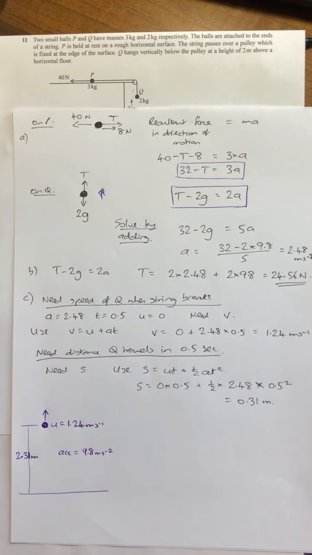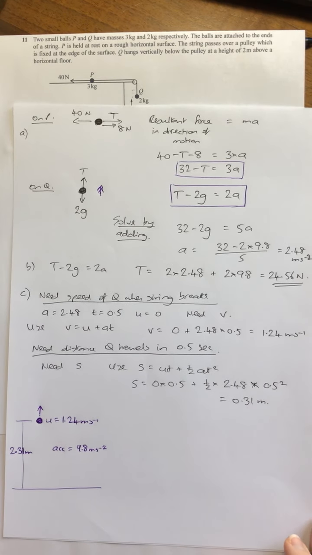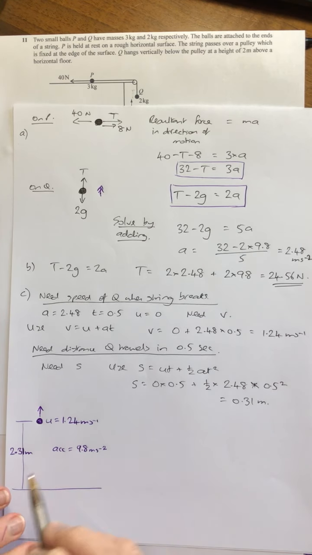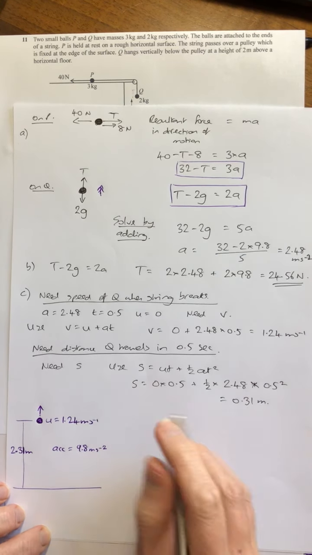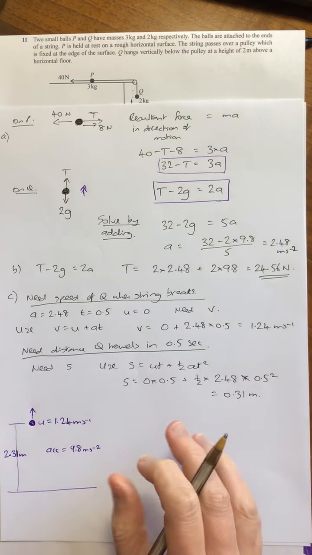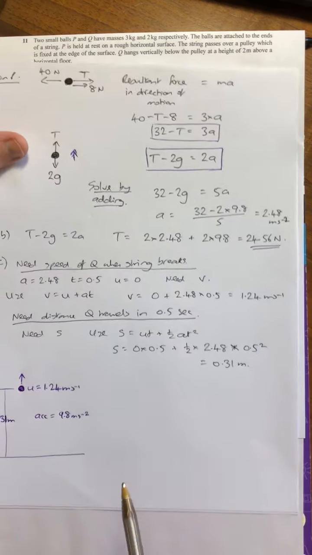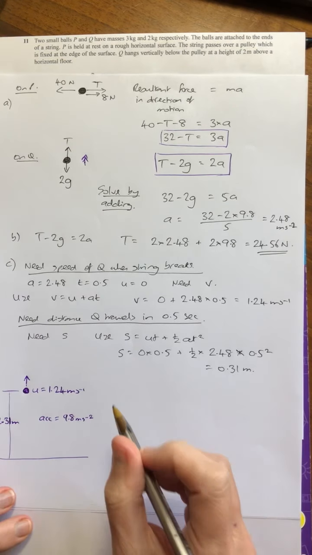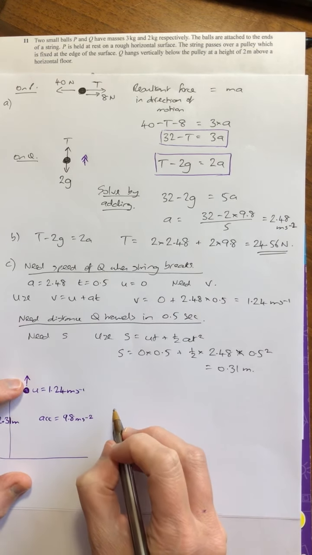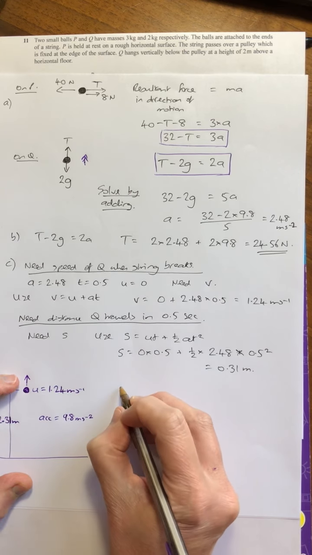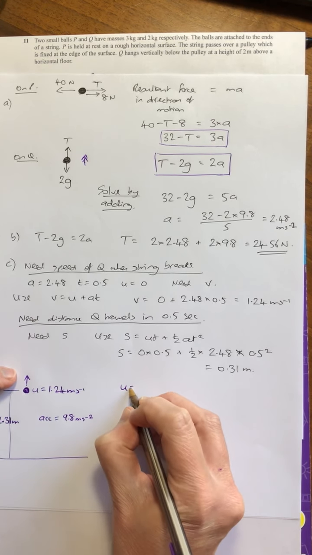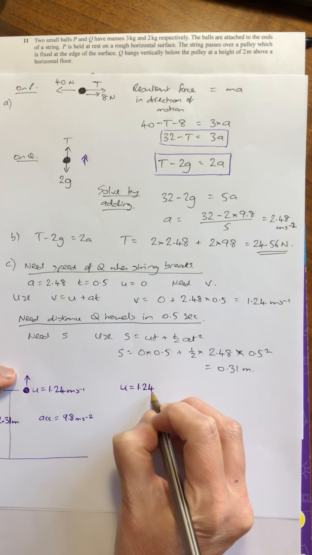But we need to be careful and we need to think about directions. Directions is always where people go wrong on these problems. So I need, was it the time? No, the speed. So I need to work out the speed. But for this section, upwards being positive, I have that u is equal to 1.24.